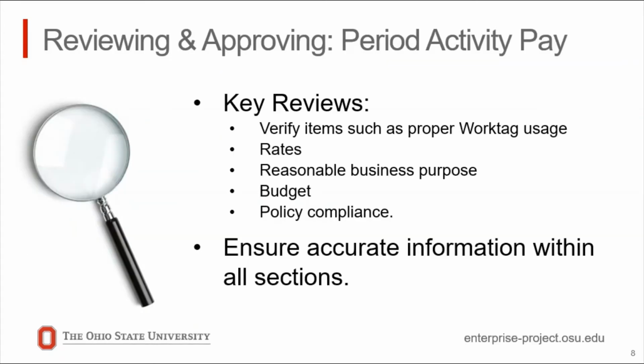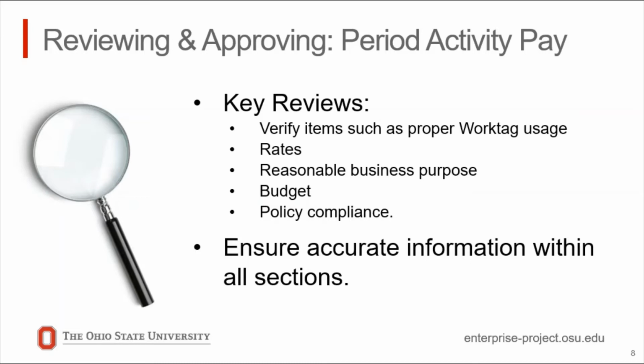As mentioned before in the overview of a role as a reviewer and/or approver, it is important to ensure accuracy in your reviews and approvals of all information, due to your responsibility to Ohio State and the populations that you serve. I want to call out some important information for period activity pay reviews. On the request, you will see certain items: period pay amount, start date and end date. This is the period of time for which the person is being paid for.